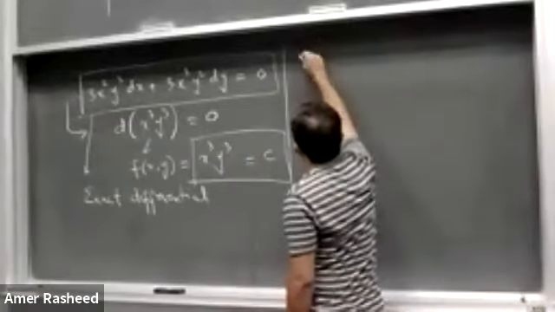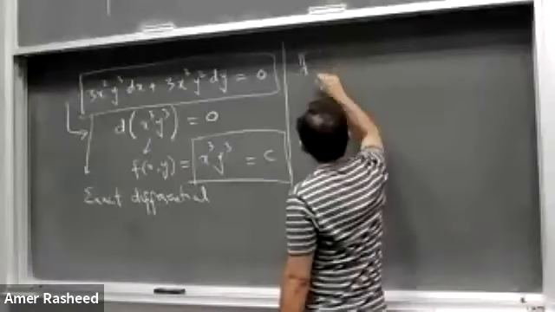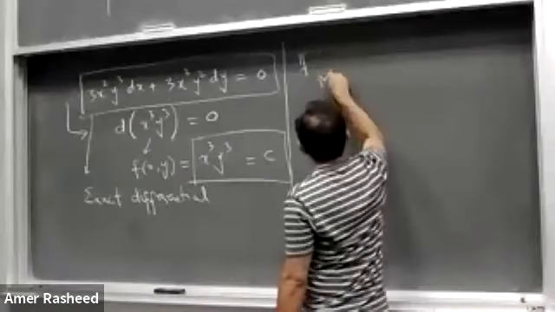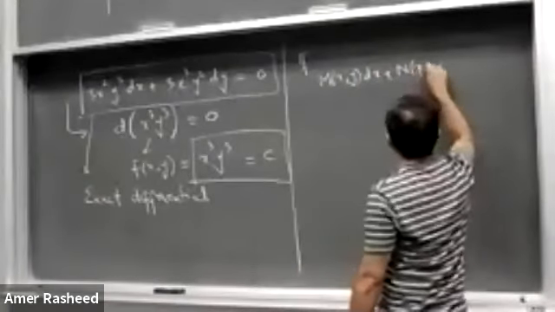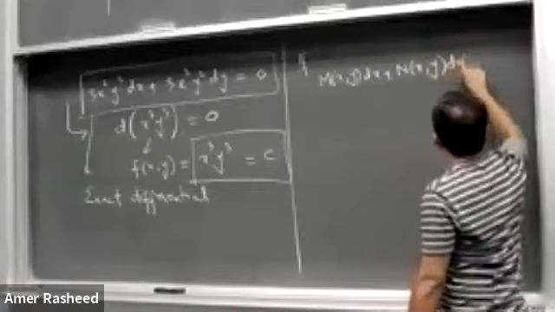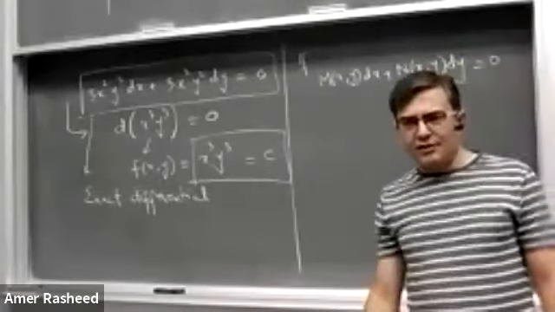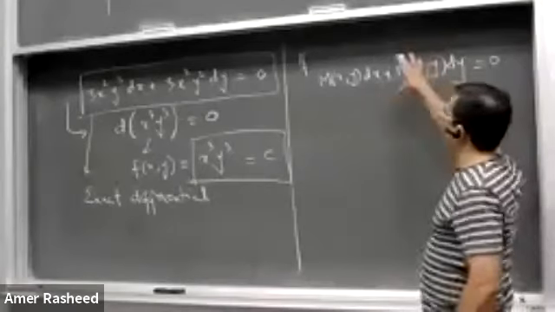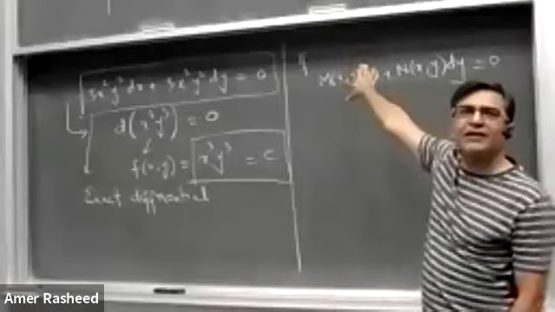Now, if we have maybe M of x, y dx plus N of x, y dy equal to 0. This is a first order differential equation, because we can find a differential equation of first order out of this expression or out of this equation.